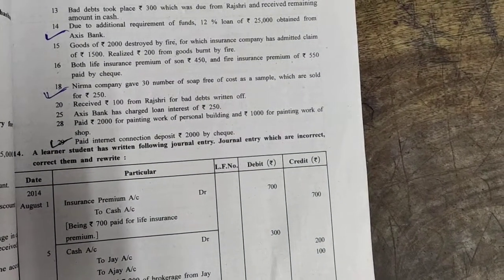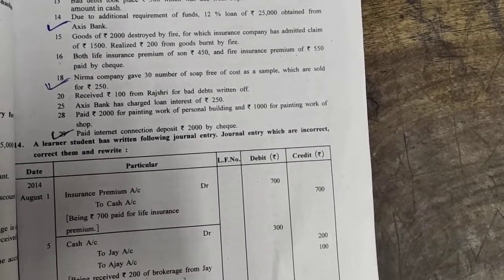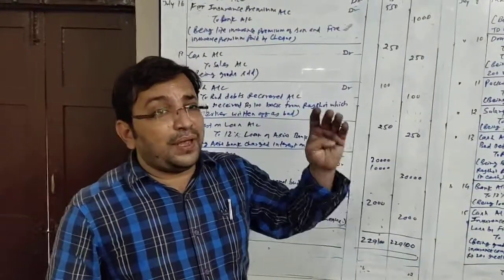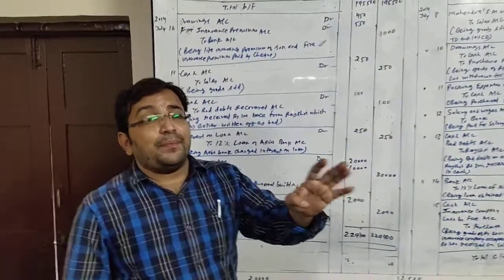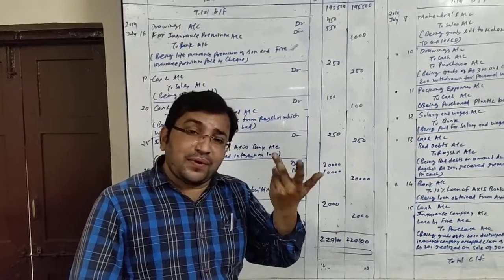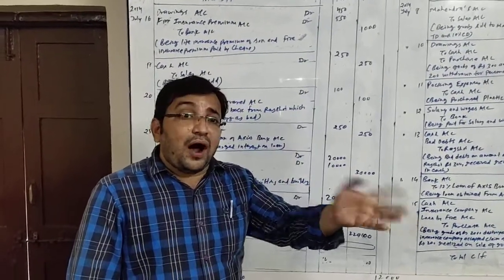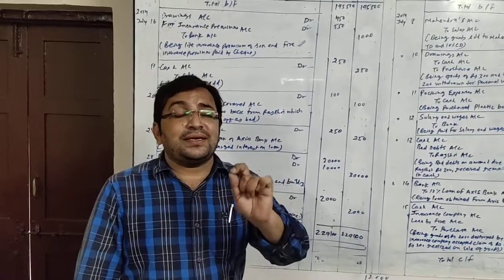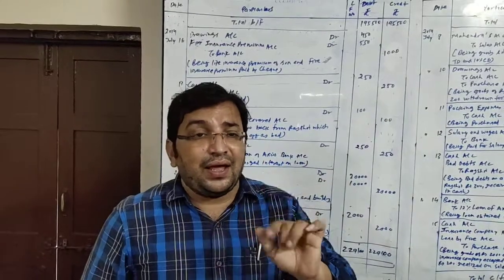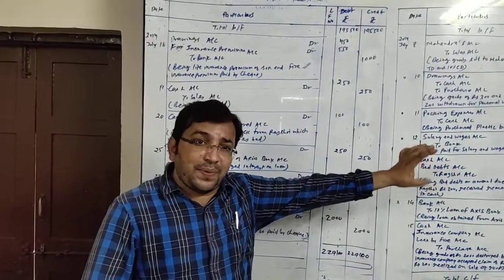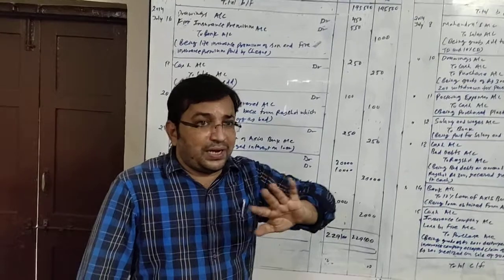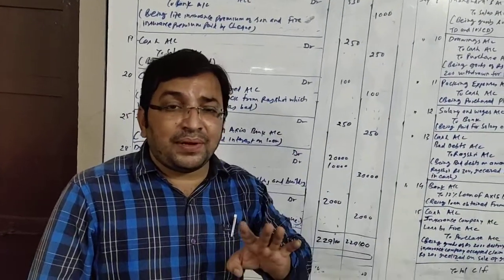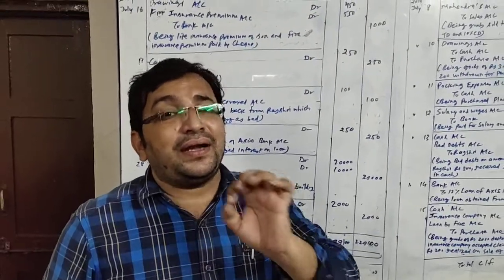On the 20th, received rupees 100 from Rajni as bad debts written off. See, in this same sum, we have seen that rupees 300 were bad debts from Rajni, which we have already written off. Now, out of those 300, she is paying us back 100. It will be considered as bad debts recovered. Any amount which is written off as bad normally doesn't come back, but in some cases, if it does come back to us, it is considered as bad debts recovered.